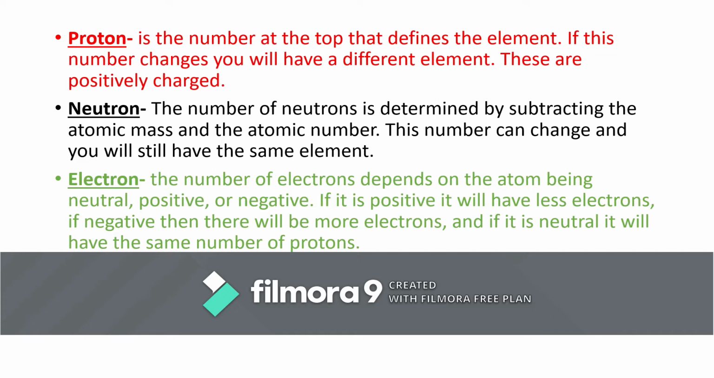Moving on to neutrons, you can have more neutrons. So if you were to change the number of neutrons on an element, you would have an isotope, but that would be getting more into a higher level of chemistry. And the electrons, if you have a neutral charge, you will basically have the same number of protons and electrons. If you have a positive charge, you will have less electrons than protons, and if you have a negative charge, you will have more electrons than protons.